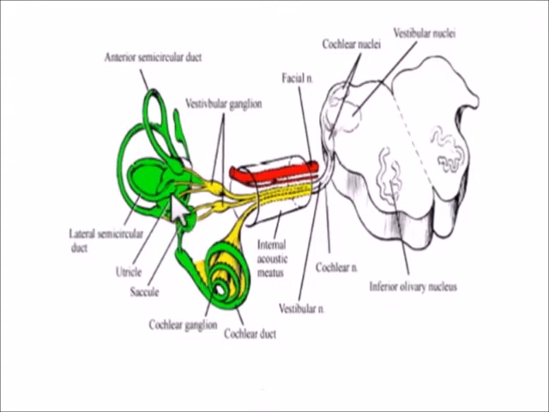And fibers that arise from the vestibular apparatus first form the vestibular ganglia. From this vestibular ganglia, the vestibular nerve enters the internal acoustic canal, and then it ends up in the vestibular nuclei. And it is the vestibular apparatus that gives information about the positions of the head and about the movements of the head to the vestibular nuclei and then to the vestibulocerebellum.